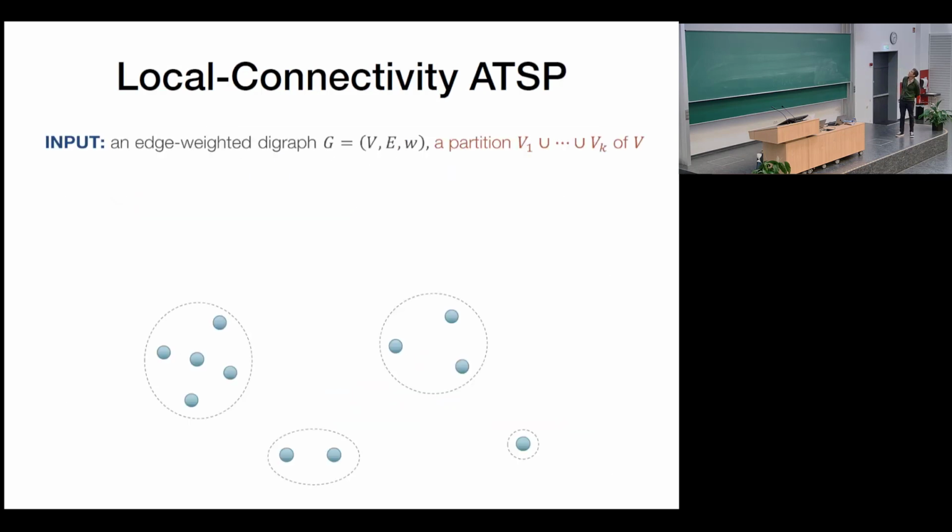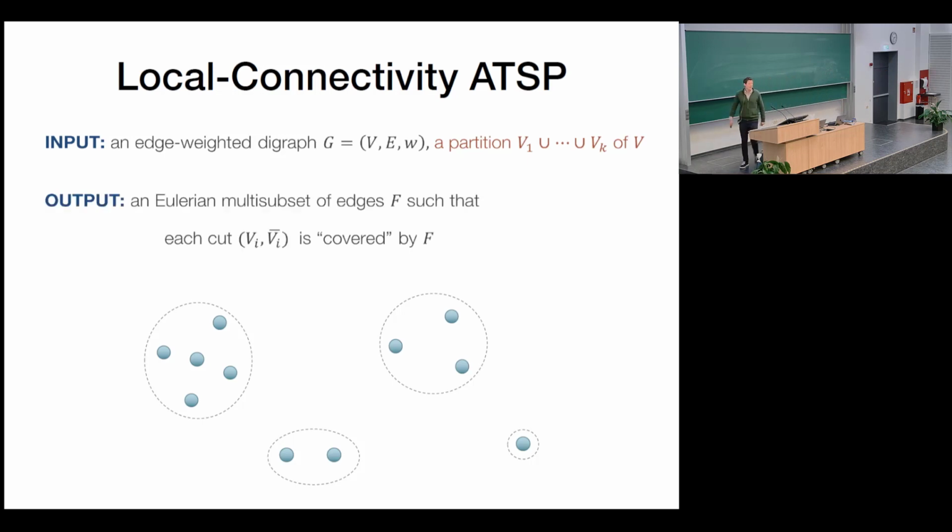And that's what we call local connectivity ATSP. So here the input is the same as ATSP, and I'm giving a partitioning of the vertices into parts. And your goal is to find a subtour, so in degrees equal to out degrees, so it's Eulerian. But you need to cross each one of these partitions. You don't need to connect the whole graph. You just need to cross the partitions that I gave you. Clearly a tour needs to cross all these partitions, but I don't force you to do that.